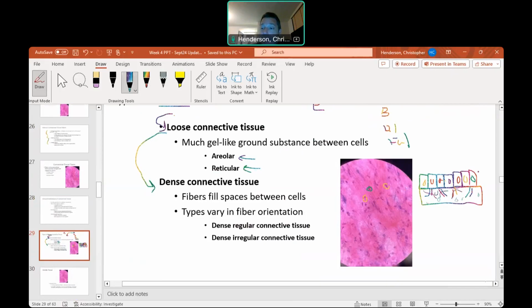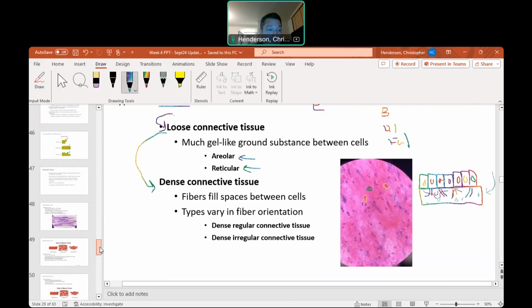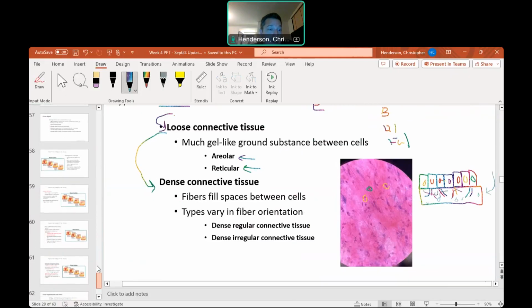So where do you find areolar tissue? Always underneath the epithelial tissue. Always underneath. See if they've got this in the slide here. I don't think that they do. No, they don't. We're talking about membranes.